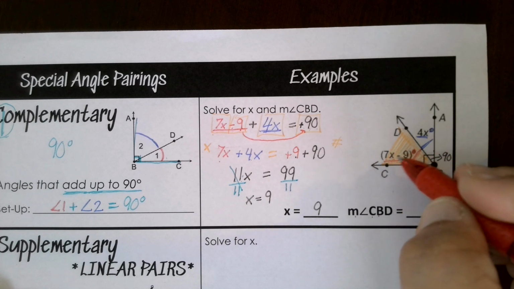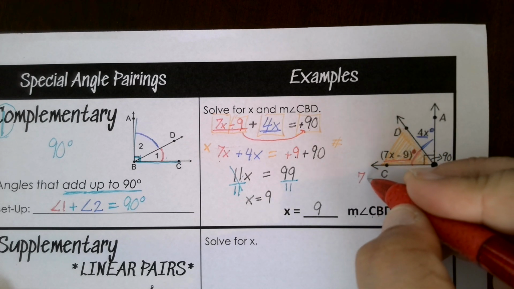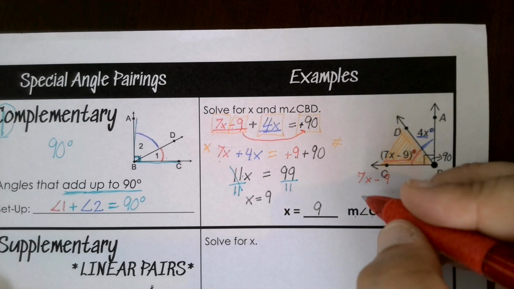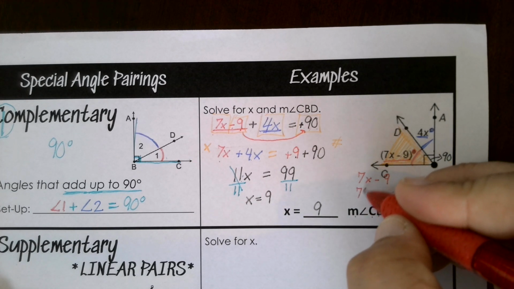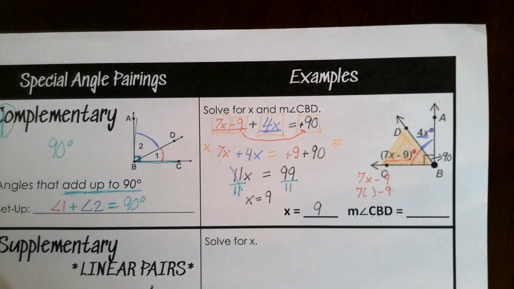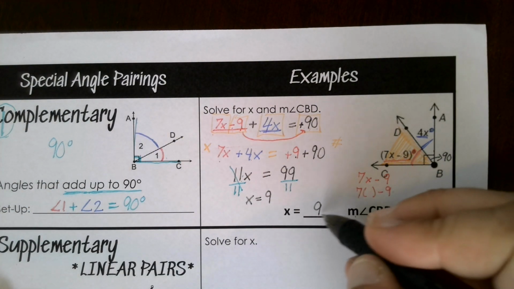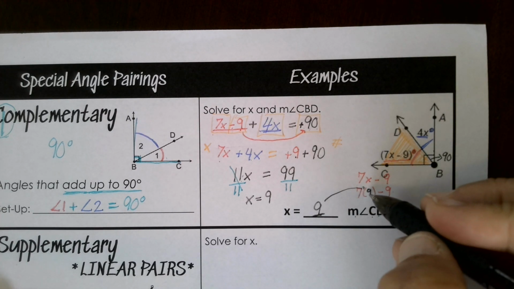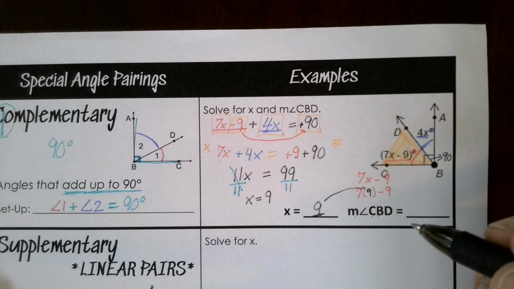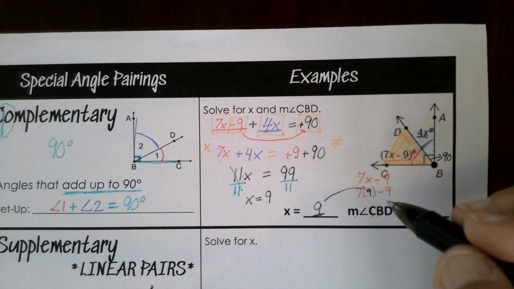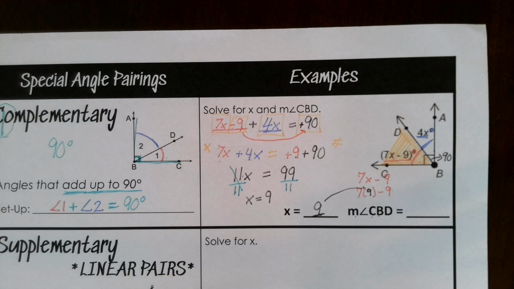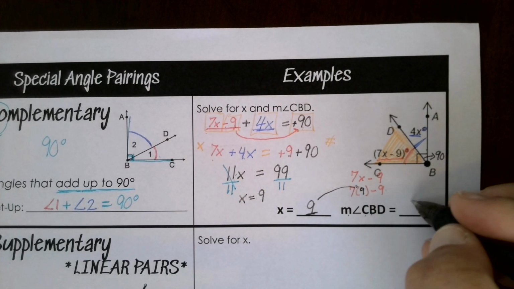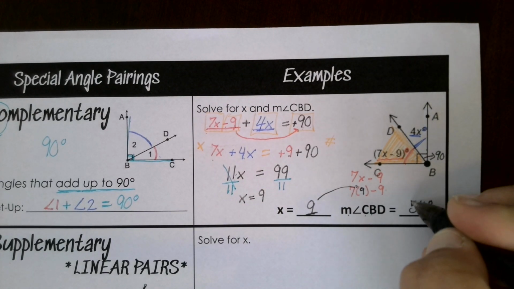CBD, right now we know is 7x minus 9. But we also know that x is 9. So I take this number x and I'm going to put it in here. 7 times 9 minus 9. Okay? 7 times 9 is 63, and minus 9 gives you 54 degrees.